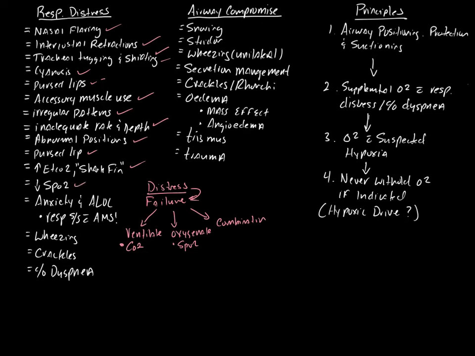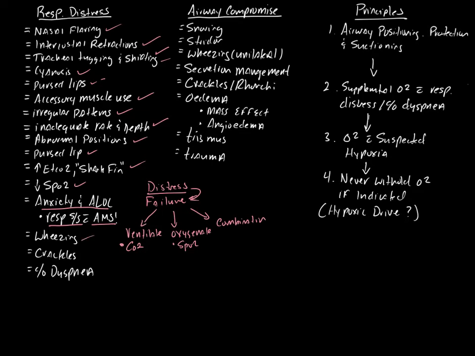A decreased pulse oximetry reading. Anxiety and altered level of consciousness. Anybody with respiratory signs and symptoms that presents with altered mental status, you need to assume that they are hypoxic until proven otherwise. Now, it could be some other problem going on, but if there's respiratory distress and altered mental status, you need to assume that it is due to some hypoxia.